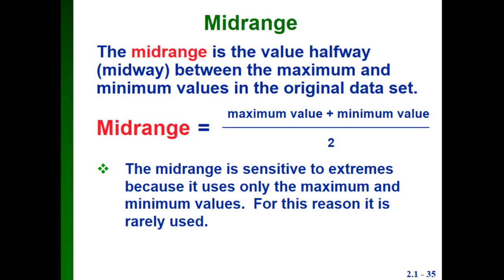So if we find the smallest value and the largest value and go halfway between those two, so if we just find the average of those two, that's the mid-range. The mid-range is really sensitive to extremes because it only uses the maximum and minimum values. And this is why we don't very often use this as a measure of center.